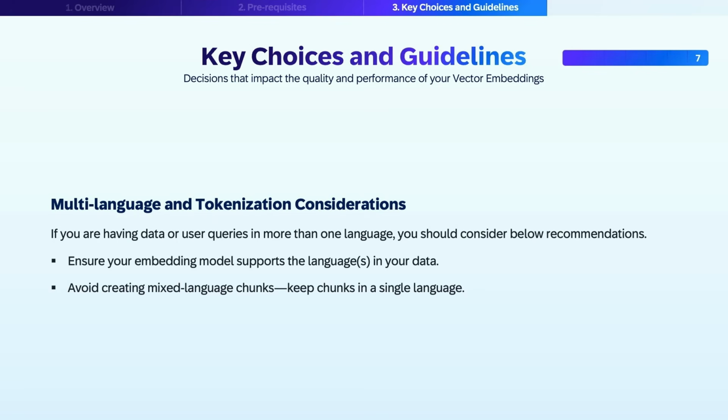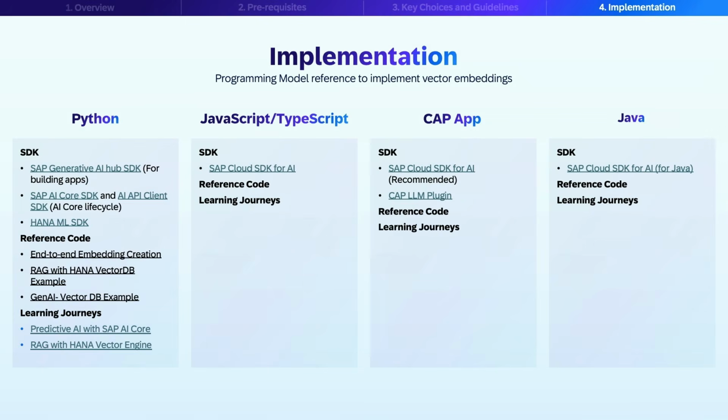Now let's discuss implementation guidelines for selecting your programming model. For backend applications, we recommend using Python, which has a very well-maintained SDK and a very robust ecosystem, or using JavaScript/TypeScript, which offers strong asynchronous capabilities and the Node.js ecosystem. For full-stack applications, we recommend using SAP Cloud Application Programming Model, which is optimized for SAP integration, providing scalability, built-in best practices, and a seamless connection with SAP services.